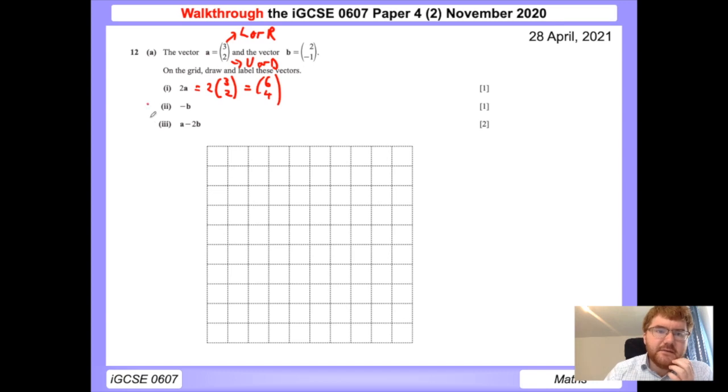Now minus b, let me do that over here, a bit more space. All we do with minus b is we switch the signs. So we switch the 2 to a minus 2, and we switch the minus 1 to a positive 1.